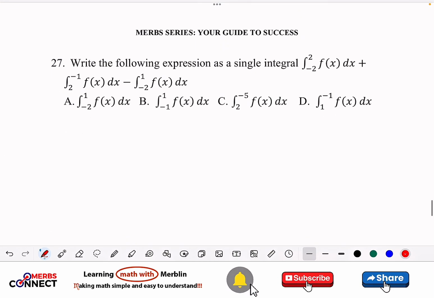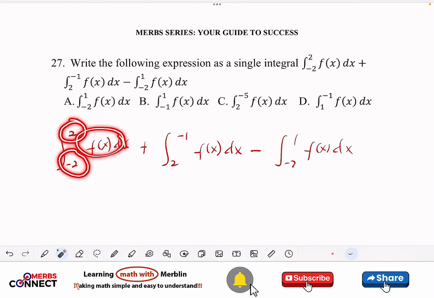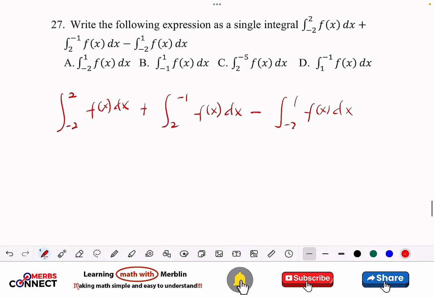Now let's look at this. I love this question. This will help us to apply the fundamental theorem, right? So let's apply the fundamental theorem to see what we are going to get. Now, integral from minus 2 to 2 of f of x dx plus integral from 2 to minus 1 of f of x dx minus integral from minus 2 to 1 of f of x dx. Here we cannot use the idea of symmetry because we don't know whether this function is odd or even, right? So we just need to apply the fundamental theorem.